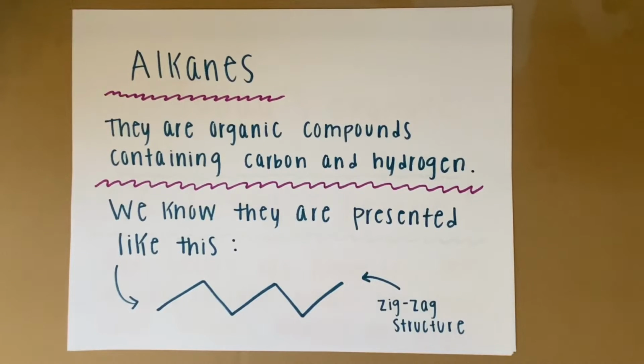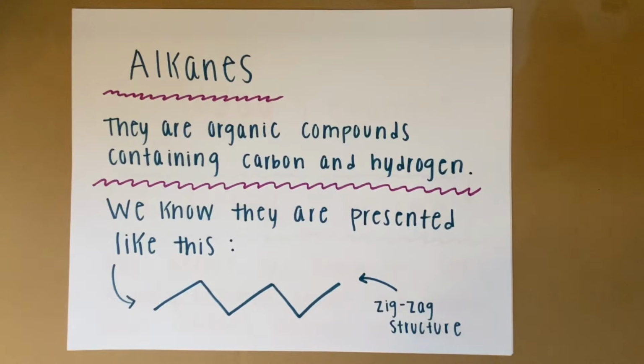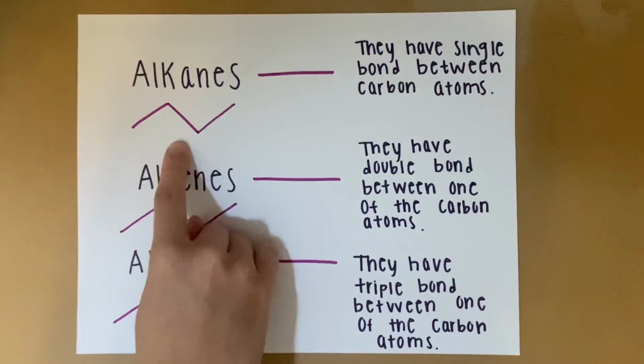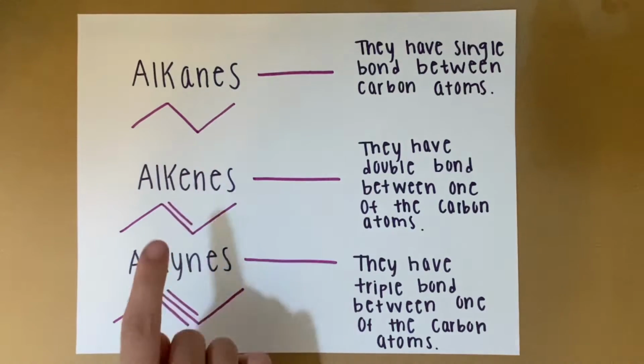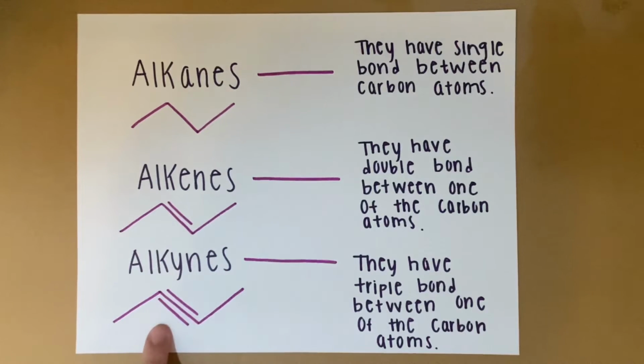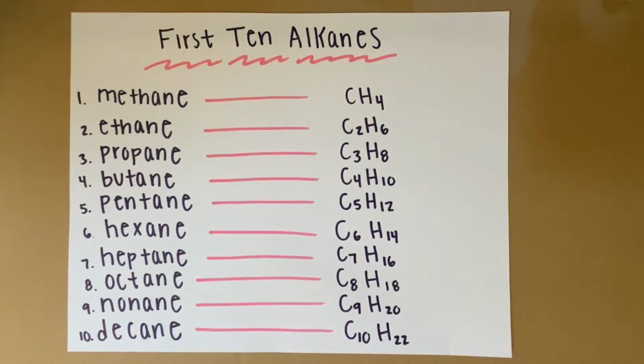From the previous video, we know about alkanes. Alkanes are organic compounds containing carbon and hydrogen. As we know, they are presented something like this, a sort of zigzag line structure. We know that alkanes only have single bonds between carbon atoms. Alkenes have a double bond between two of the carbon atoms, and alkynes have a triple bond between two of the carbon atoms. To solve this problem, we also need to be familiar with the first 10 alkanes.